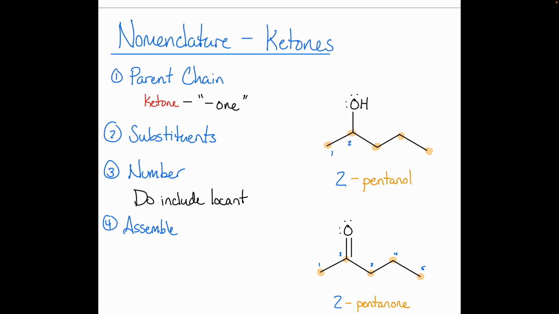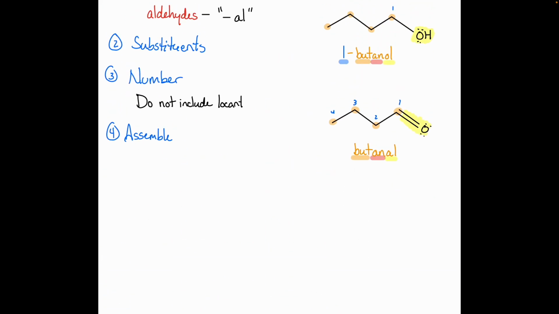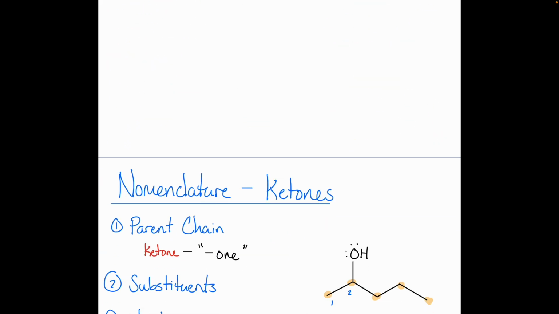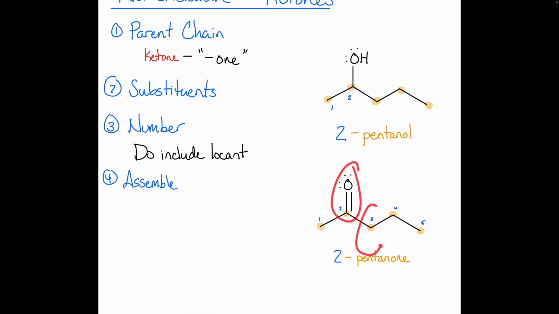And the big difference between these two functional groups is that aldehydes are always located on a terminal carbon, which means they're always on carbon 1, so I don't have to include the locant. Whereas my ketone could be anywhere in the middle of my molecule, so I do include the locant.